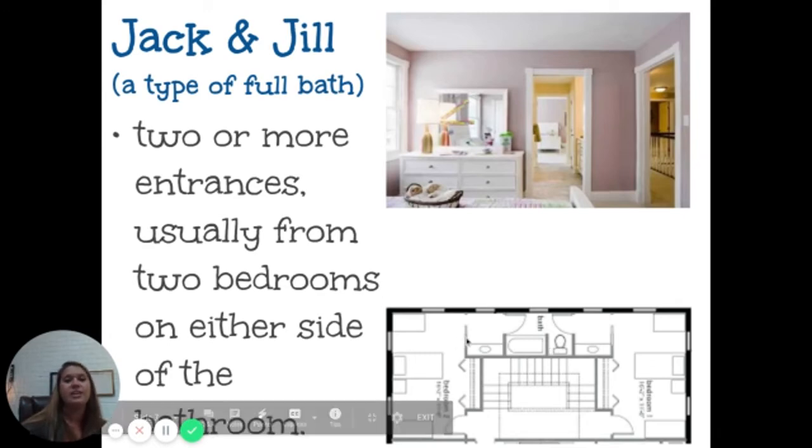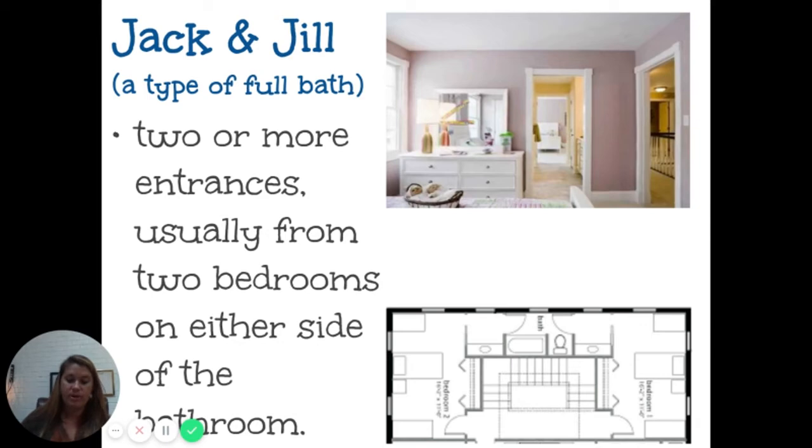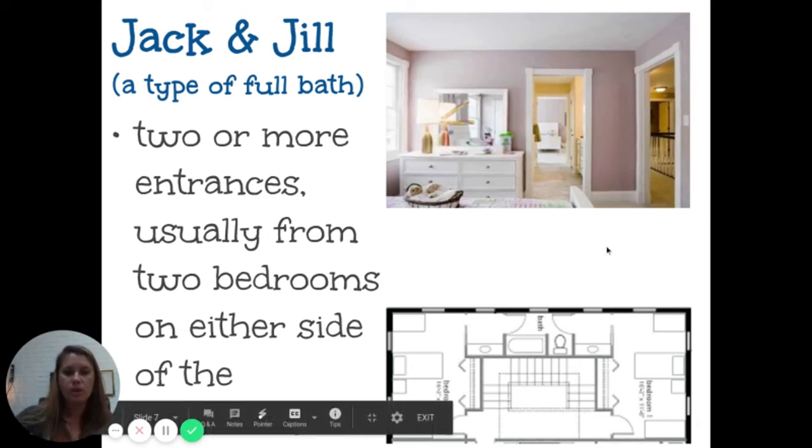However, it is still a Jack and Jill bathroom if it has a door into each bedroom, and even if it doesn't have their own sinks or anything. As long as it's between the two bedrooms and the entrance is into the bedrooms, not like out into the hallway, it's still a Jack and Jill bathroom.